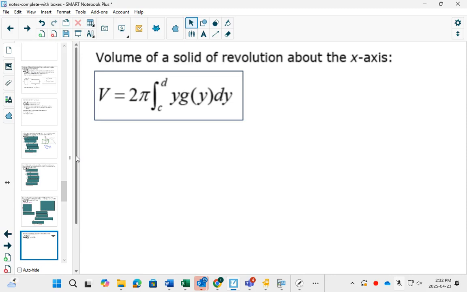But we're going to save time and just do another example where the drawing is already there. This is on the bottom of 26. And this is you could do the cylinder method over the x-axis too.